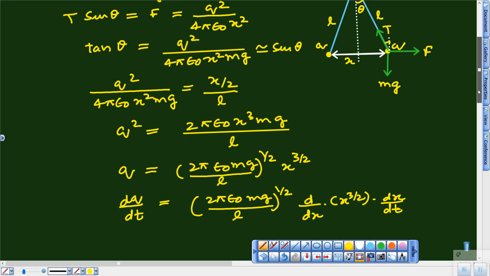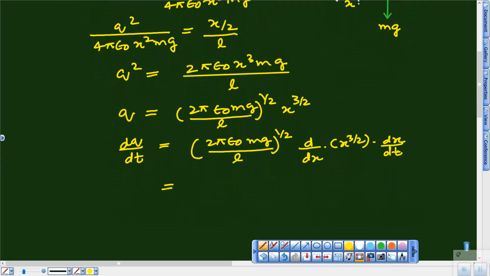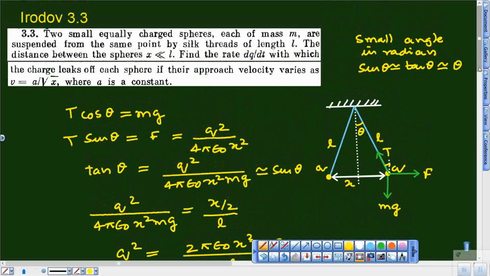So needless to say, we get to see this as 2π ε₀ mg upon L raised to the power 1/2 into 3/2 x raised to the power 1/2, that is root x, and dx/dt is the velocity. And what is the velocity that they have given? In the question, they have given the velocity as a by root x, where a is a constant.